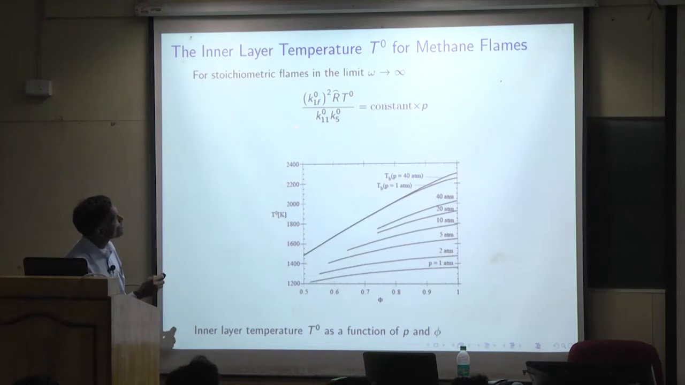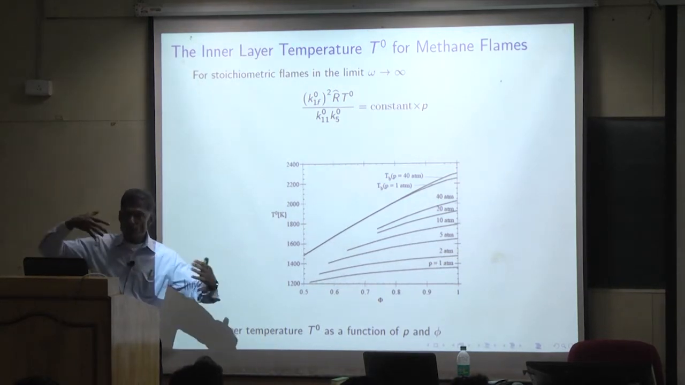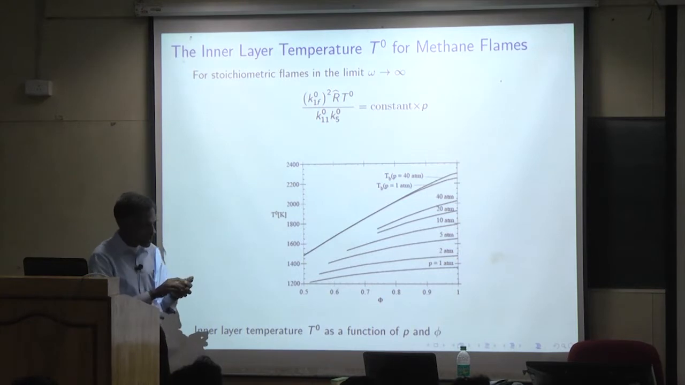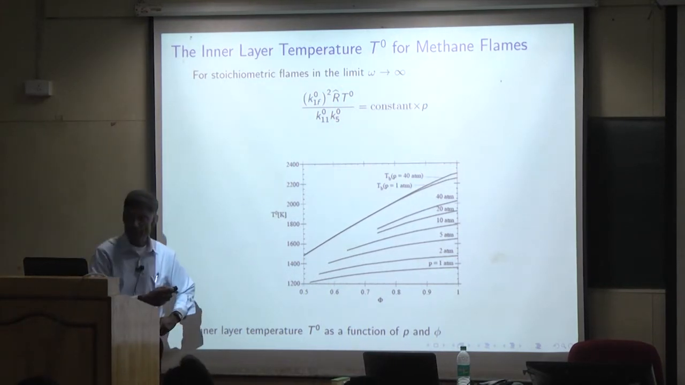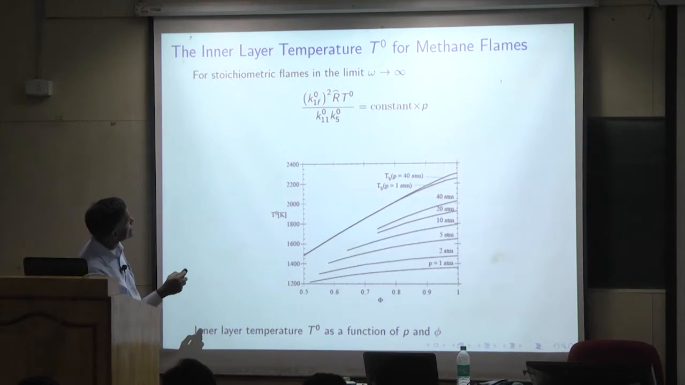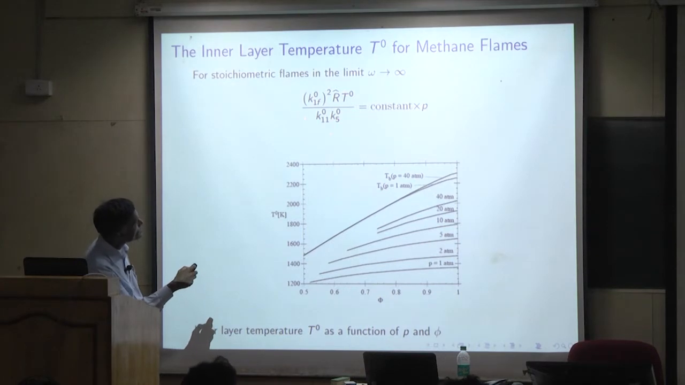Now, this is the most important point: what comes out of this analysis when you match the inner layer and the oxidation layer, when you match these Damköhler numbers, is that this peculiar grouping of reaction rates appears. If you look at this one, this is the chain branching step. This is the chain termination step. And this is the reaction of methane with the radicals. This is a constant times P. So this interesting grouping appears in the analysis.